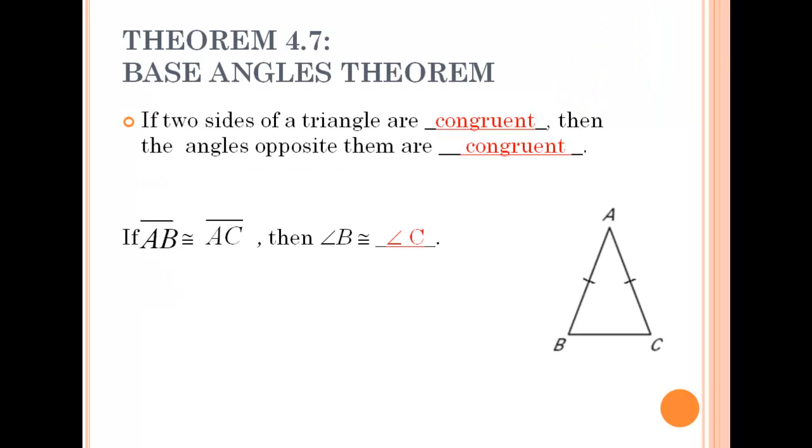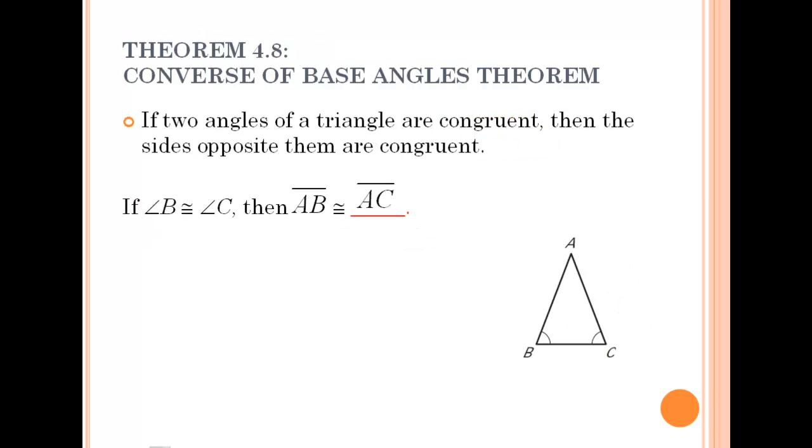So theorem 4.7, the base angles theorem. If two sides of a triangle are congruent, then the angles opposite them are also congruent. So, in other words, if segment AB is congruent to segment AC, then angle B is congruent to angle C. So we know that these two are congruent, so that tells us these angles opposite those are also congruent. And that's always true with an isosceles triangle.